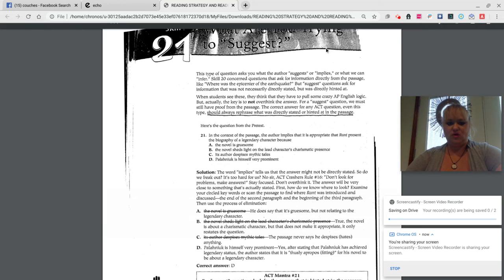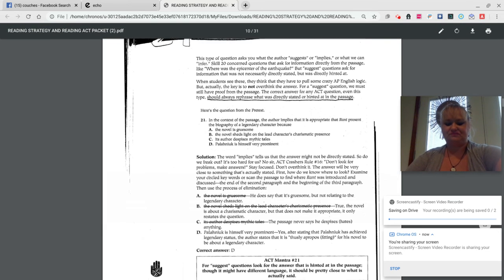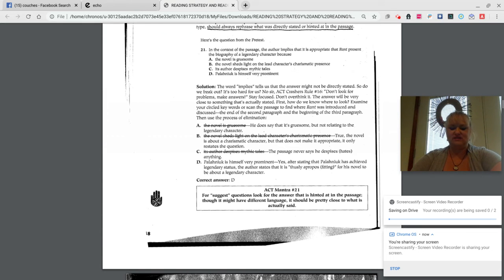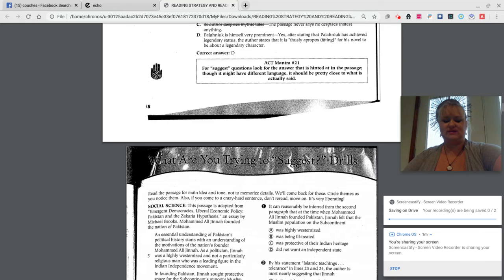Okay, so what are you trying to suggest? I'm suggesting that you take notes. And so your ACT Mantra 21 is for suggest questions. Look for the answer that is hinted at in the passage, though it might be a different language. It should be pretty close to what is actually said.